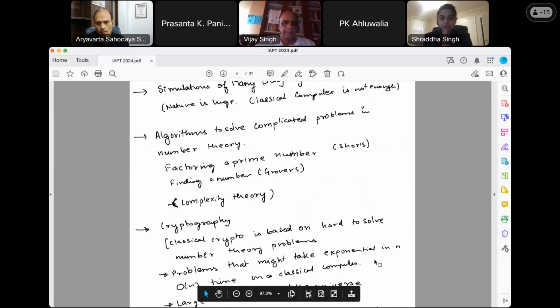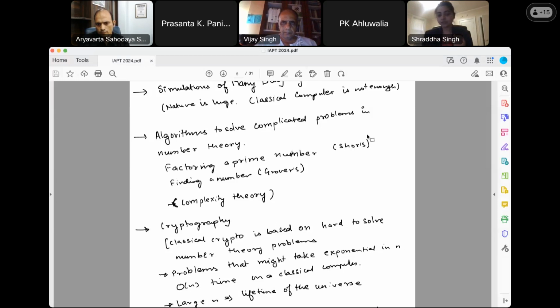Second, of course, algorithms, which you must have heard of. There are some number theoretic problems which are hard to solve, and these have been identified in number theory, basically a subclass of mathematics. One of those was factoring a large number. This is not prime, so it's prime factorization of a large number. This is essentially what Shor's algorithm solves. It takes a large number and gives you the prime factorization of it.